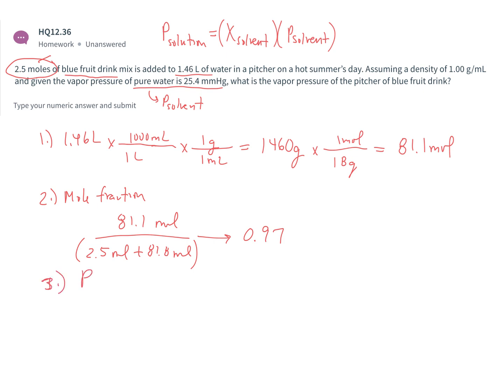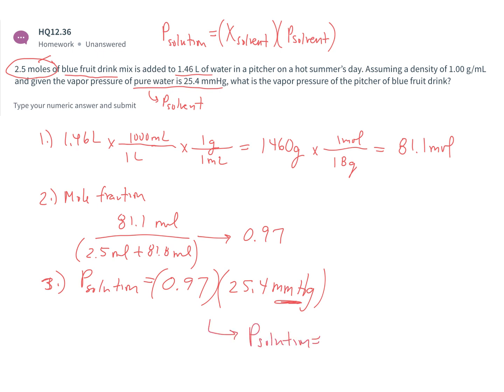right? My vapor pressure of solution equals the mole fraction, 0.97, times the vapor pressure of my solvent, which is given above, 25.4 millimeters of mercury. And now you'll notice the units are different for this pressure, right? It doesn't specify units, so I would not change units of pressure. Multiply those two together, and I get a new vapor pressure of my solution, approximately 24.64 millimeters of mercury.